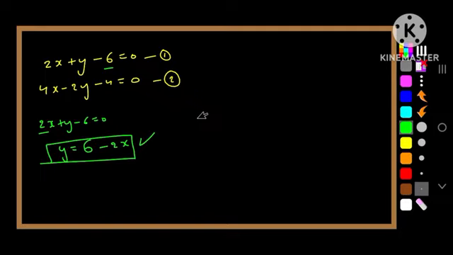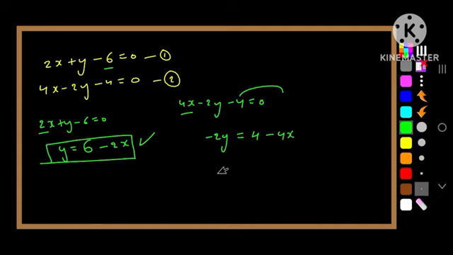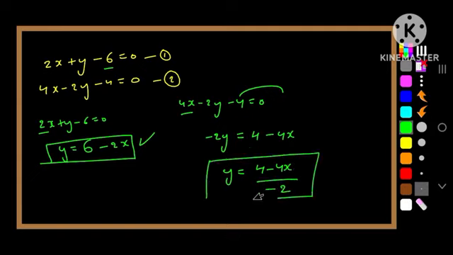So now let us see the next equation. 4x minus 2y minus 4 is equal to 0. So simply you take this, minus 2y is equal to, bring this 4 this side, so it will become plus 4, and bring this plus 4x this side, it will become minus 4x. So y is equal to (4 minus 4x) by minus 2. So this is our y equation. So simply remember these methods so that it will be easy for you to do the graphs.